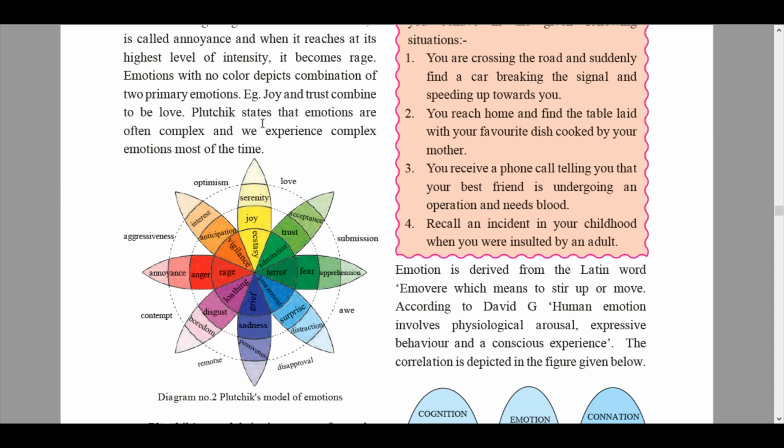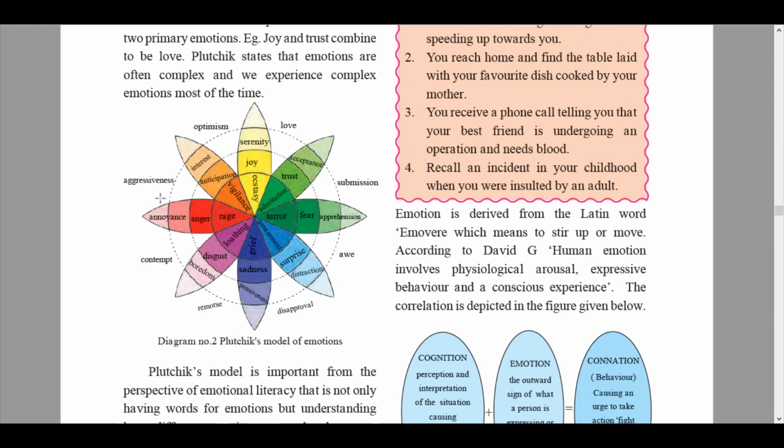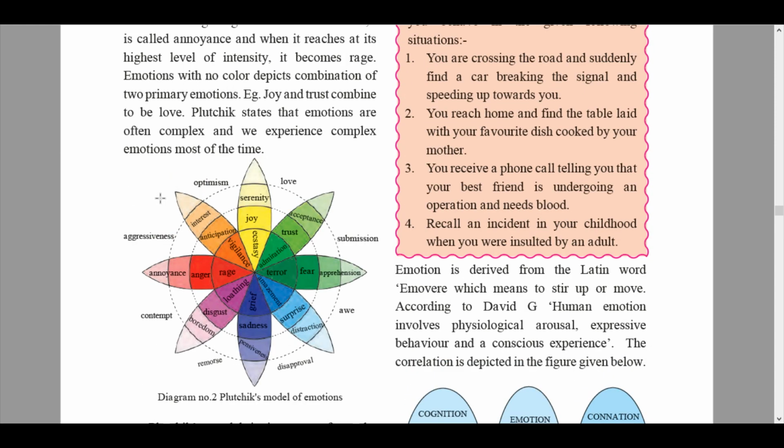Emotions with no color depict a combination of two primary emotions. So here aggressiveness is anger plus anticipation. Example, joy and trust combine to be love. Joy and trust combine to be love. Anticipation and joy become optimism. Anger and anticipation become aggressiveness. So you become curious or anxious about something, you get aggressive, or you get the opposite of what you are expecting, which causes you to get angry.